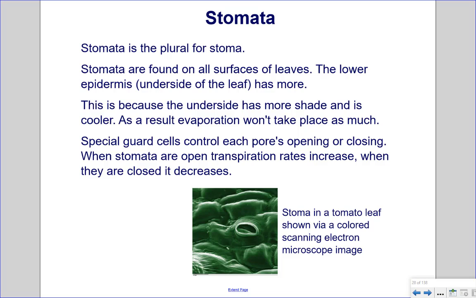Special guard cells control each pore's opening or closing. When stomata are open, transpiration rates increase. When they are closed, it decreases. Stomata in a tomato leaf are shown here via a colored scanning electron microscope image.